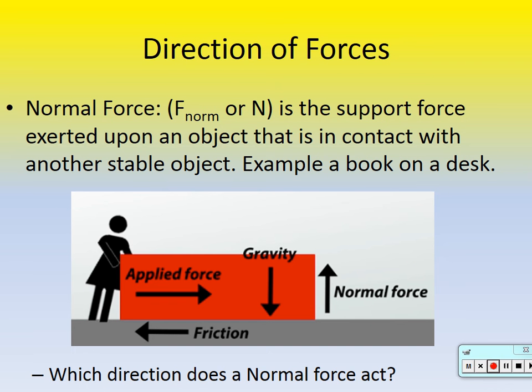Let's talk about direction of forces and continue with the normal force. This is a very important force, so let's talk about it. Again, I will abbreviate normal force with a capital N. It is the support force exerted upon an object that is in contact with another stable object. An example of this is a book on a desk. So if I draw a desk right here, and here's my book.